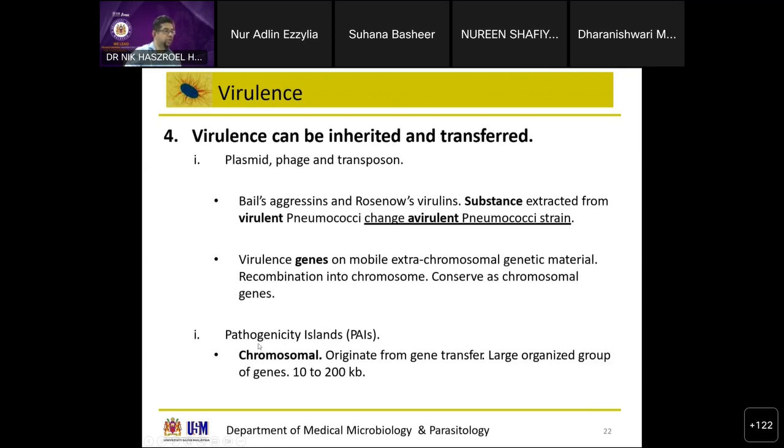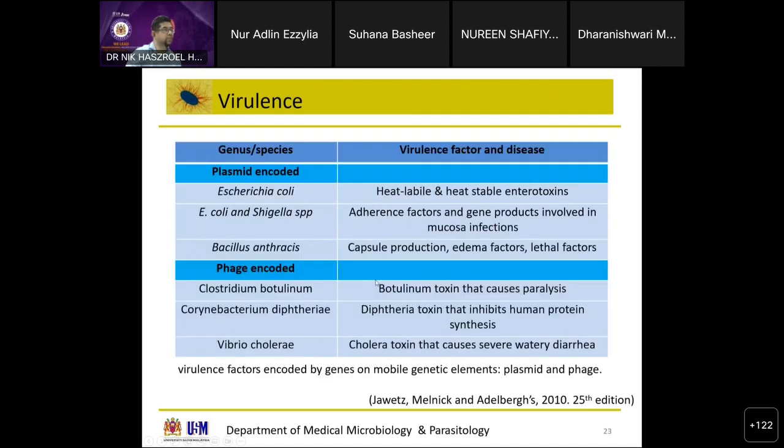And there are also pathogenicity islands, which are inherited chromosomally. They originate from gene transfer and are large organized groups of genes, 10 to 200 kilobases. Some are plasmid encoded and phage encoded. E. coli has heat labile and heat stable enterotoxin. E. coli and Shigella have adherence factors and gene products involved in mucosal infection. And Bacillus anthracis has capsule production, edema factors, and lethal factors. And some are phage encoded.